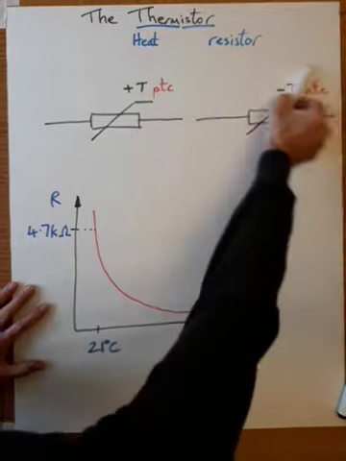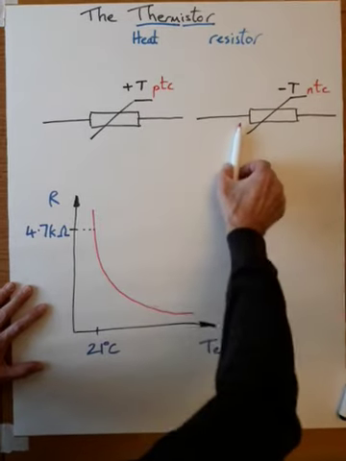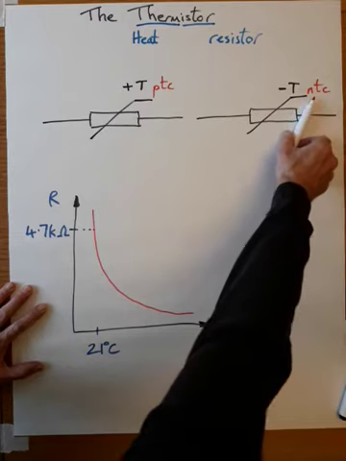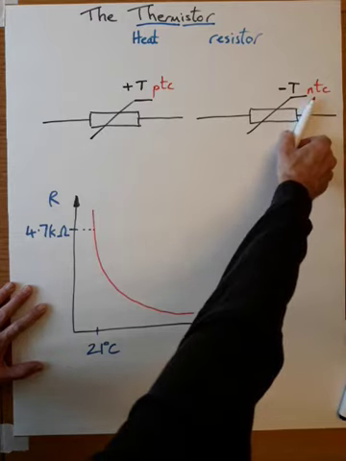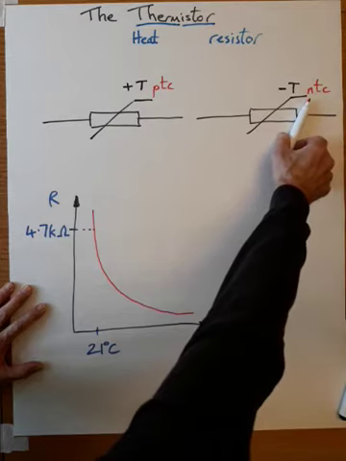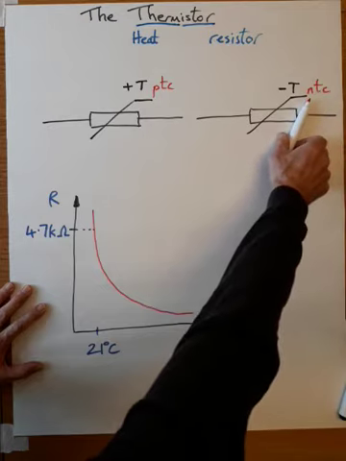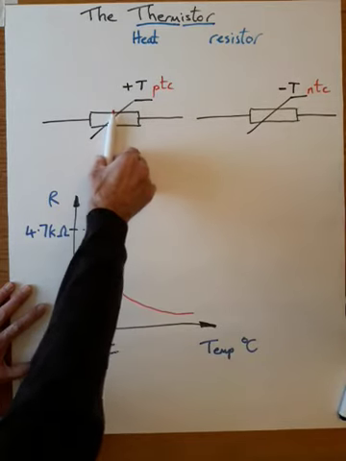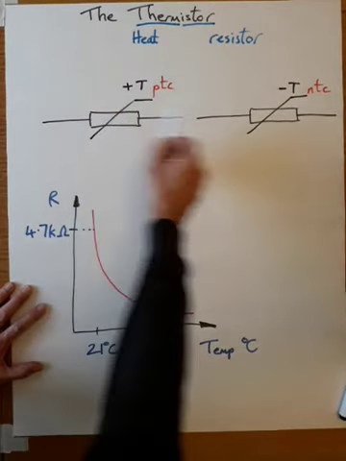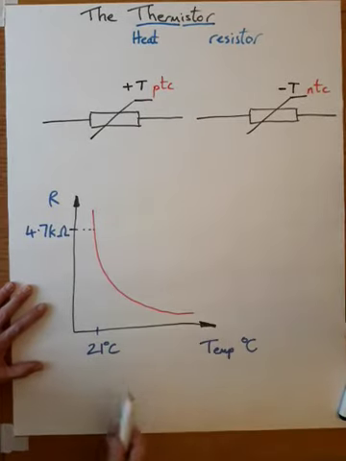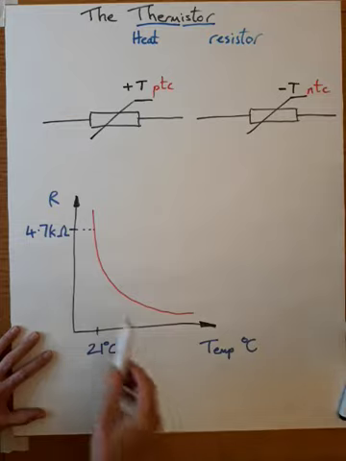If we considered this a negative temperature coefficient thermistor, what does that mean? That means when the heat goes up, its resistance goes down. That's a negative coefficient. So when the heat goes up, resistance goes down. With a positive temperature coefficient, when the heat goes up, the resistance goes up. This is easier to manufacture, and it's the most common type available. So let's have a look.